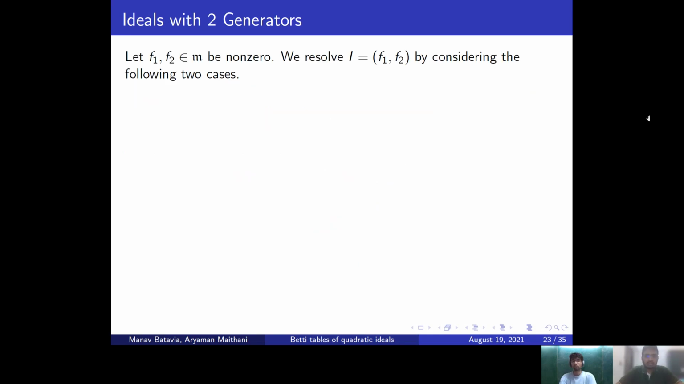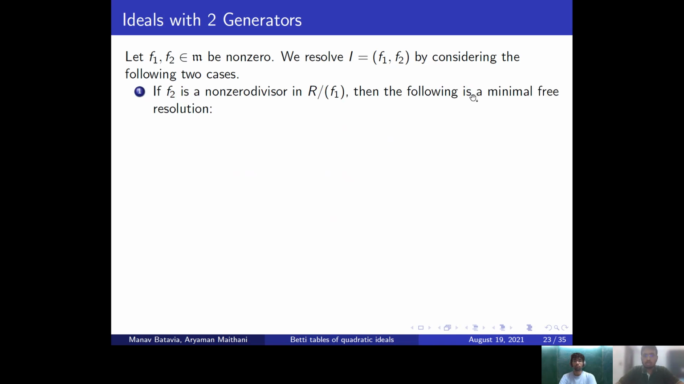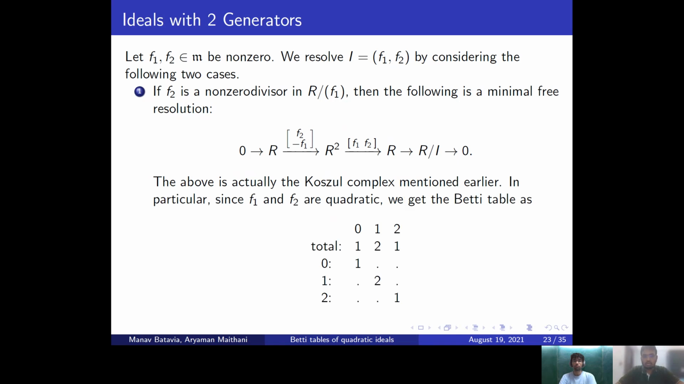We now move on to the case of ideals with two generators. Let us choose two non-zero elements in the maximal ideal, f1 and f2. We resolve I equal to (f1, f2) by considering the following two cases. The first case is if f2 is a non-zero divisor in R mod f1. You might recall that this is the condition of the theorem on Koszul complexes which we had mentioned earlier. As a consequence, this is the resolution of R mod (f1, f2). In particular, since f1 and f2 are quadratic, we get the Betti table as this.